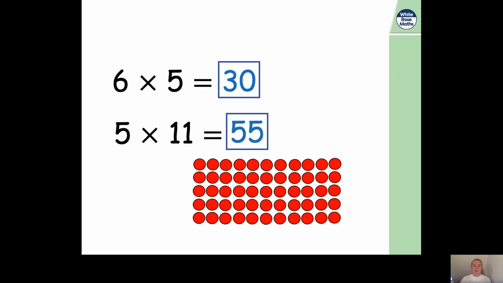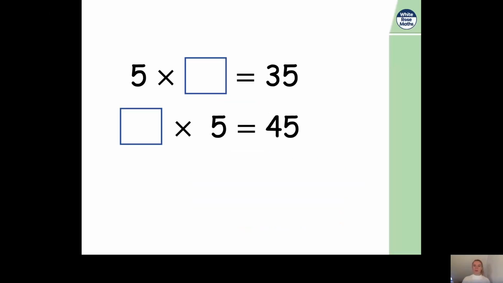Now, should we make our questions a little bit trickier? Oh, here we go. Here's some missing numbers, okay? And they're not the answer. This time, they're one of the parts. So we've got 5 multiplied by something now equals 35.